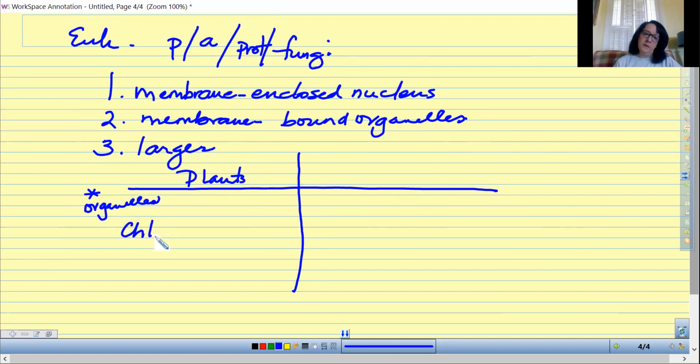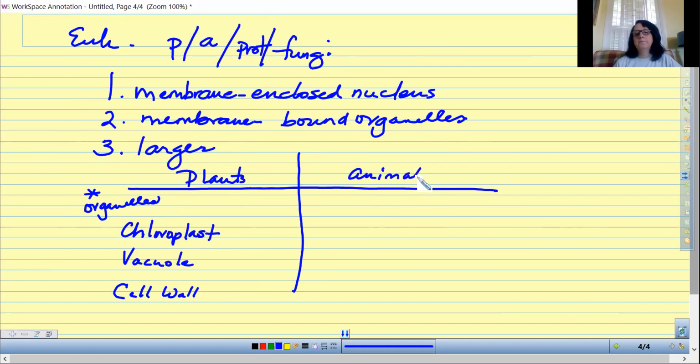How about chloroplast, size and function of the vacuole, and cell wall. Over here on the animal cell. And of course, if you even go into mitosis, right here you've got a cell plate in telophase. And then in an animal cell, of course, you got no chloroplast.